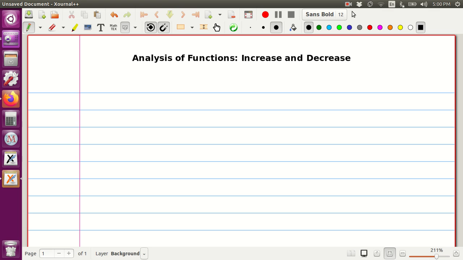In this lecture we're going to talk about the shape of the graph. So we'd like to figure out what affects the shapes of the graph, and the first topic of the discussion is when the function would increase and where the function would decrease.